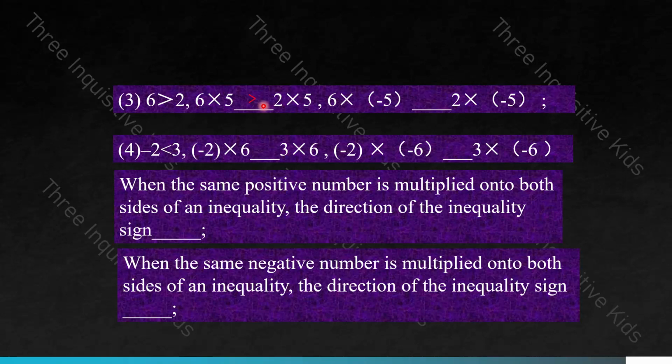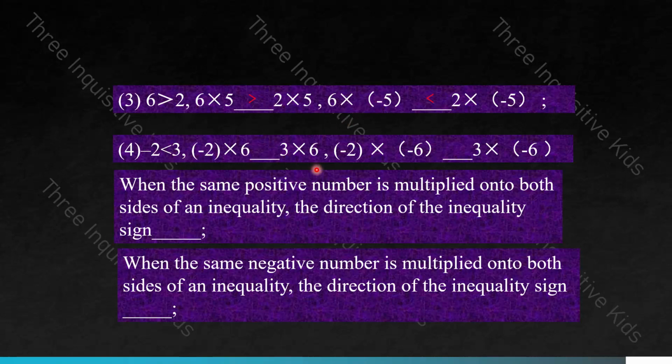Now, what if we multiply negative 5 to both sides of the inequality? What would happen then? You'll find that it's not a greater than sign now, it's a less than sign. Because of the negative sign, everything is turned the opposite way, and since 6 times negative 5 has the greater absolute value, it means that it is smaller. So that is an interesting observation. Let's do some more.